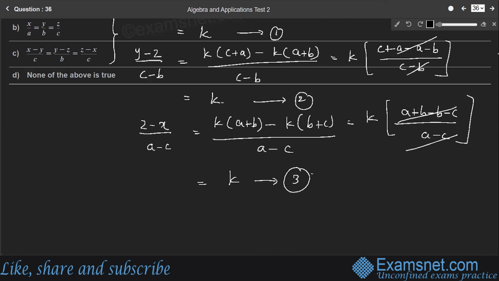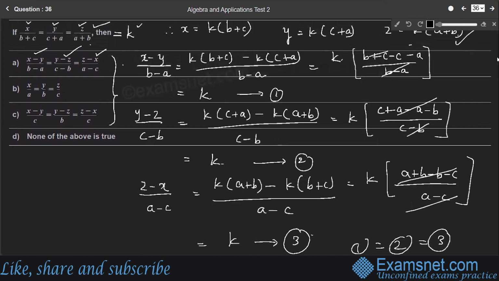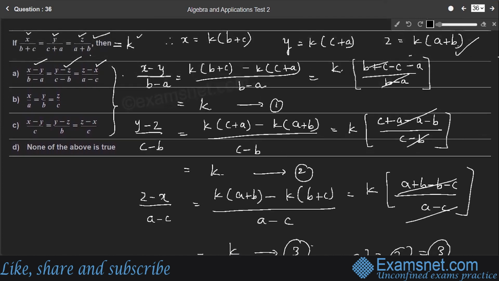Therefore, 1 is equal to 2 is equal to 3. These three equations are equal. Therefore, first part is equal to second part is equal to third part in option A. Therefore, option A holds good. When three ratios are equal, according to our assumption, three ratios are equal to k, then the first option is the correct answer. Option A is the right answer.